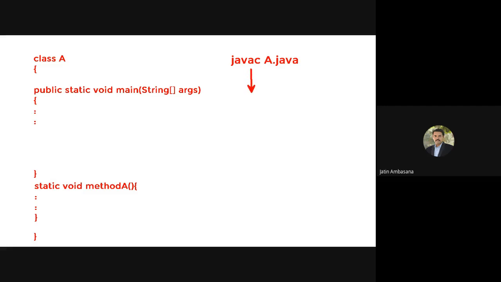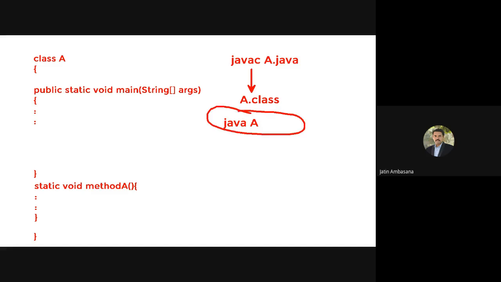You get the output as A dot class, right? So you get the class file after compilation. Now you have to execute it, right? So what do you say? You say Java A, so you give the class name. So this is how you execute it.